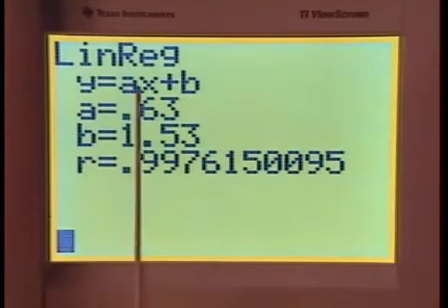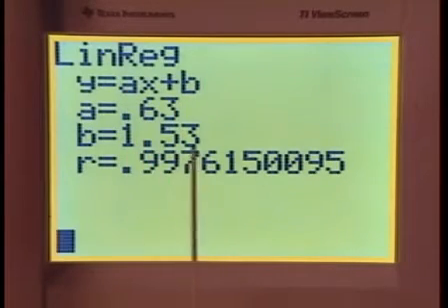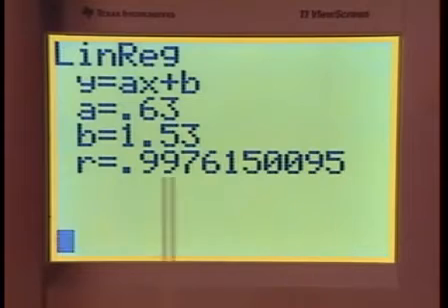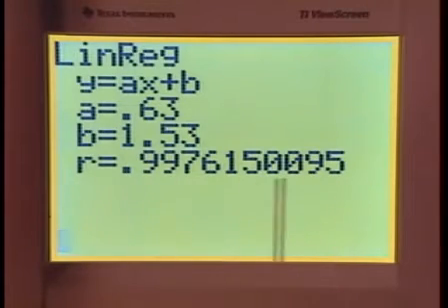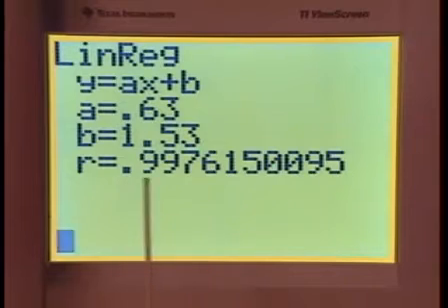This is the slope, the A, 0.63, the B is 1.53, and this is the correlation coefficient. This tells us how good the line fit is. And the closer this number is to 1 when the line increases, and the closer it is to -1 if the line decreases, the better the fit. Well, this is an excellent fit. 0.997 is very close to 1.